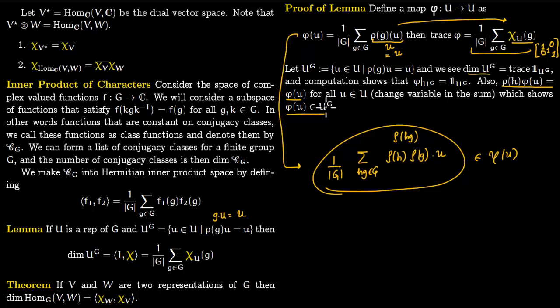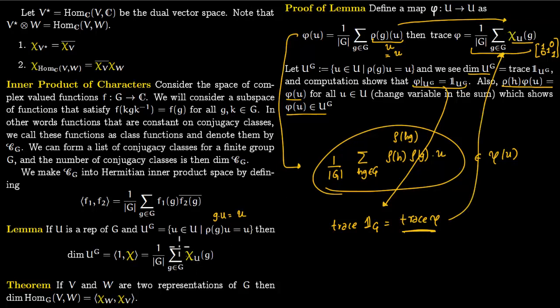So this shows that phi of u is in u of g, and that completes the proof, because now we have shown that the dimension of u of g is just this trace. So this trace of our identity matrix is equal to the trace of phi because of this equality here. So this u of g is coming right here, this is coming right here, and this trace of phi is precisely what we want to show here, which is the end result. Obviously you can write this as the inner product of 1 and chi, because you put 1 here and chi here, and this becomes this. So that is the end of the story.